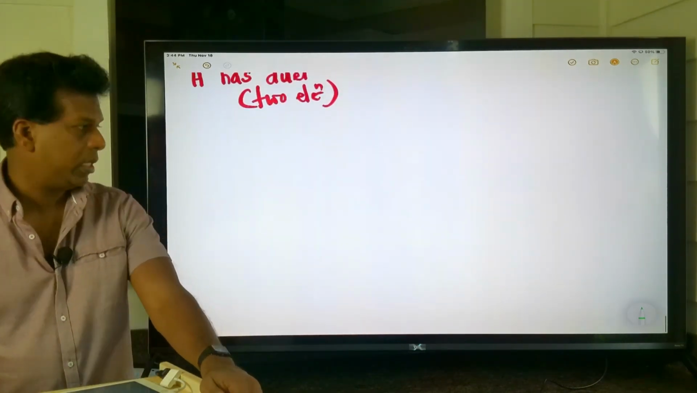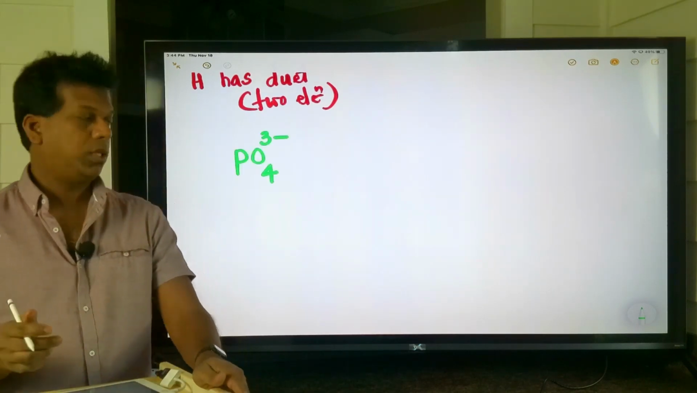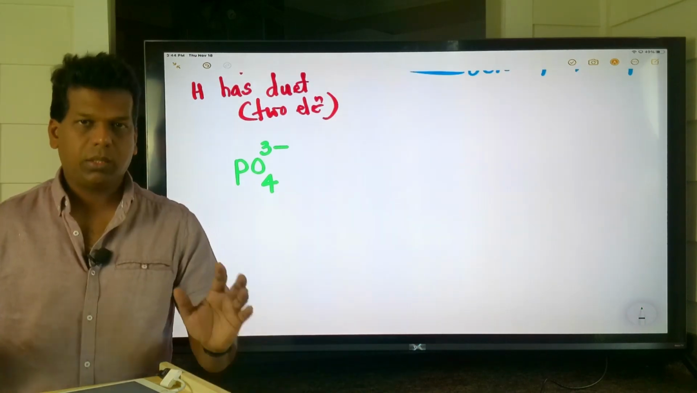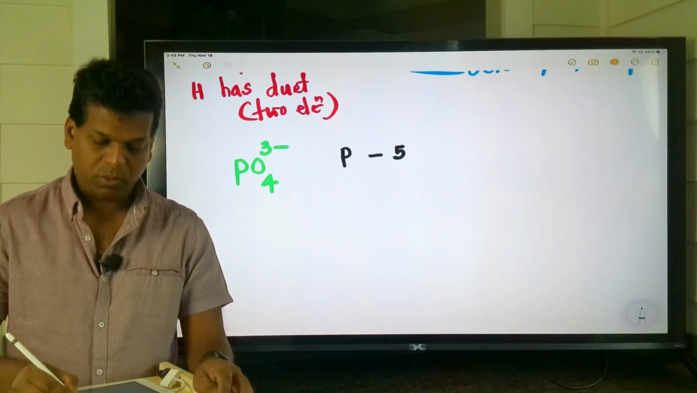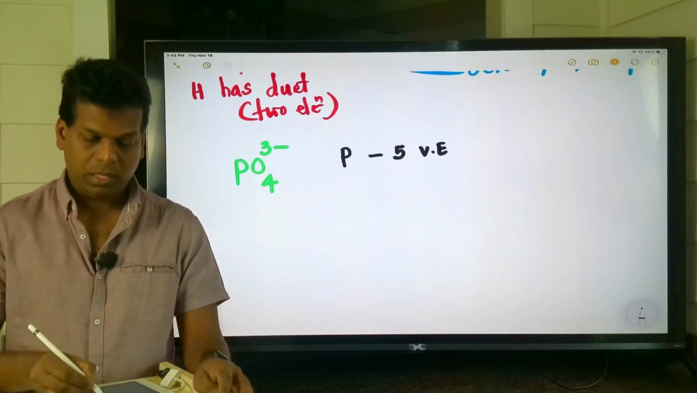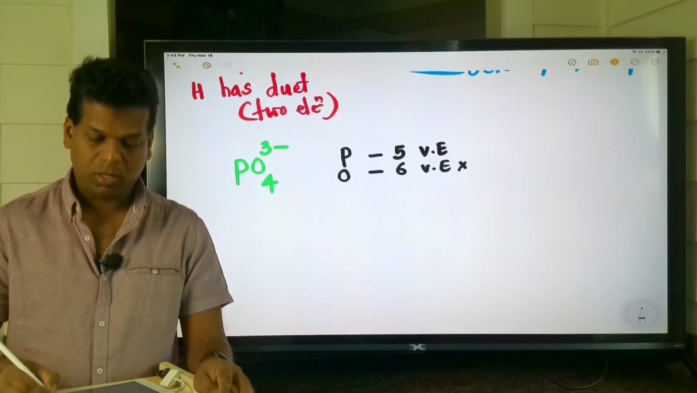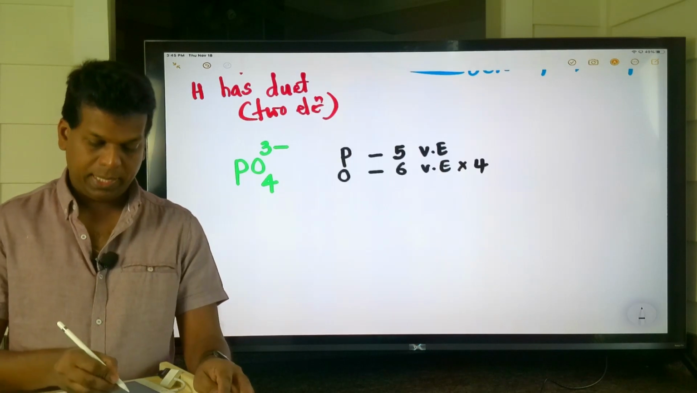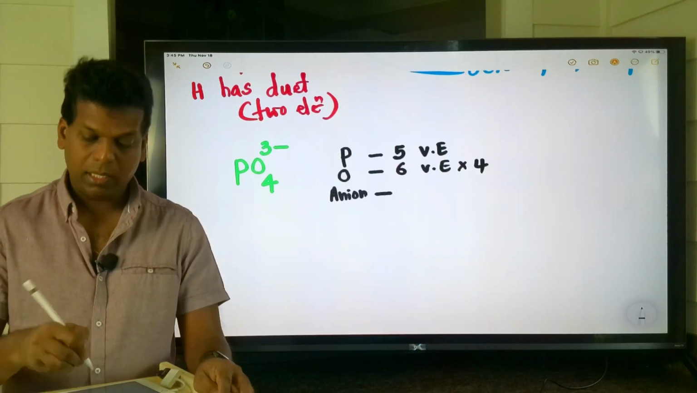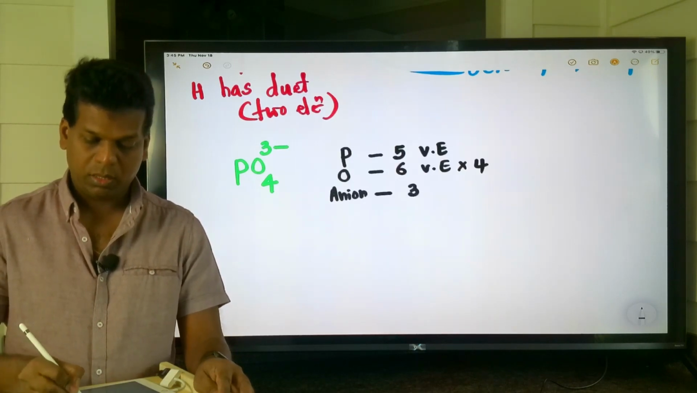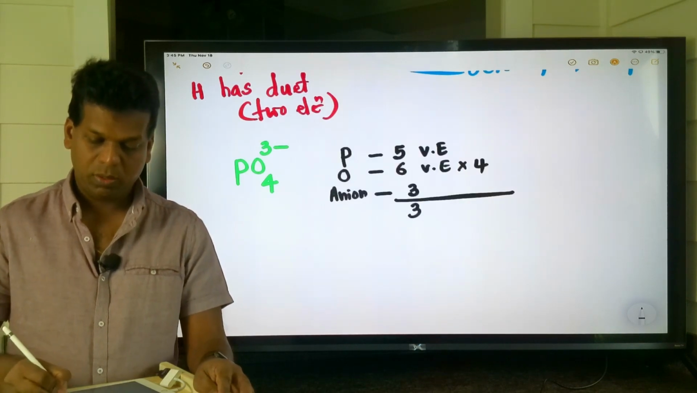So let's look at another example. Let's say phosphate, PO4 3- ion. If I calculate the total number of valence electrons, phosphorus is in group 5, so 5 valence electrons. Oxygen has 6 valence electrons, and there are 4 oxygens in the molecule. And for the anion, the negative ion, we have to add 3 electrons. So it is 32 valence electrons.